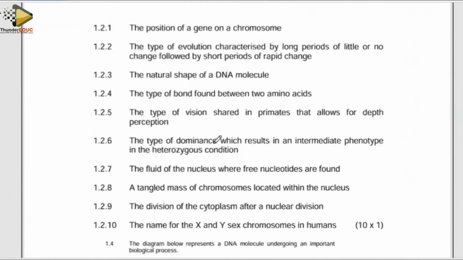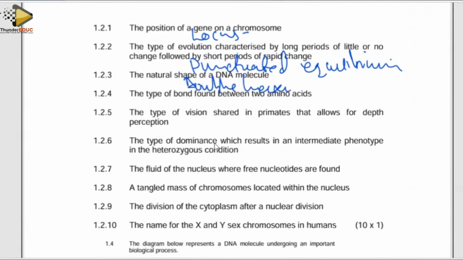The position of a gene on a chromosome, what did we say? You forgot, it is locus. The type of evolution characterized by a long period of little change followed by a short period of rapid change. What did we say? Punctuated equilibrium. If you forgot, the natural shape of DNA, what did we say? Double helix.